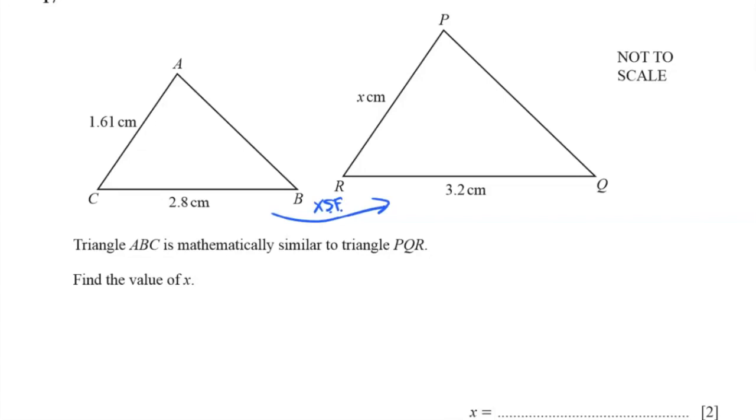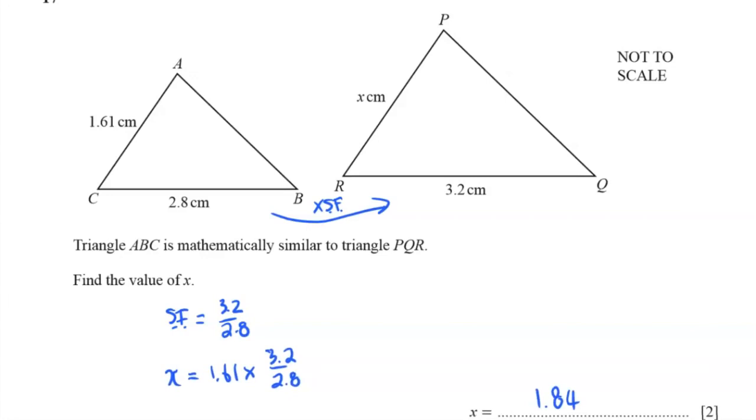This is one way you can solve it. You go, well, what's the scale factor? 2.8 times the scale factor is 3.2, which means the scale factor is equal to 3.2 divided by 2.8. Well, how do we find out what x is? We multiply 1.61 by the scale factor, which means x is 1.61 times 3.2 divided by 2.8. If you're more comfortable working them out as you go, you can do that. Put it in, and we get 1.84.